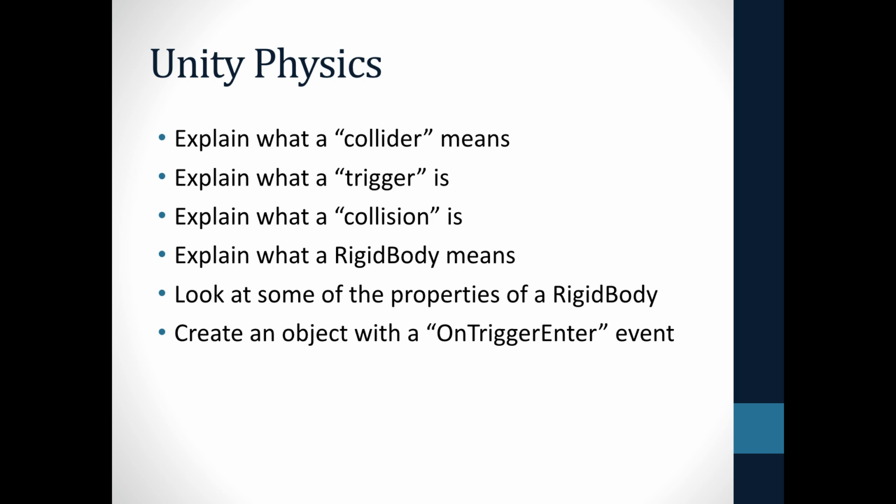In this presentation, we're trying to cover what a collider means, what a trigger is, what a collision is, what a rigid body means, look at some of the properties of a rigid body, create an object with an on-trigger event, and create an object with an on-collision event. We're going to do this in code and do it inside of Playmaker. So first, some theory. If I go fast, and I am probably going to go fast, feel free to pause the video to see any of the notes that I've taken.